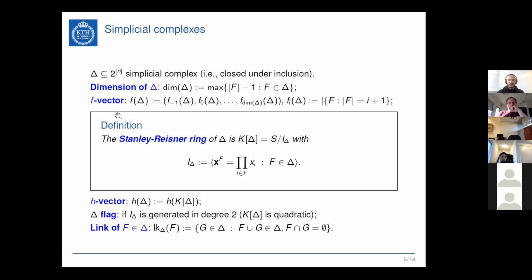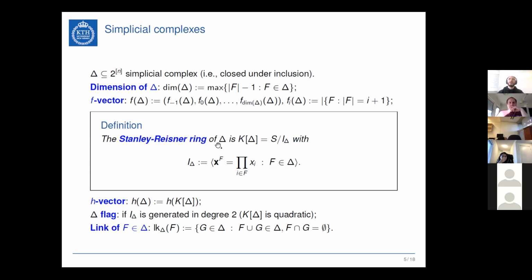So this is a first bridge from simplicial complexes to algebra. You probably have already heard of it. This is, by the way, not the construction that I mentioned in the very first slide, but it's going to be important. So this is the Stanley-Reisner ring of delta.